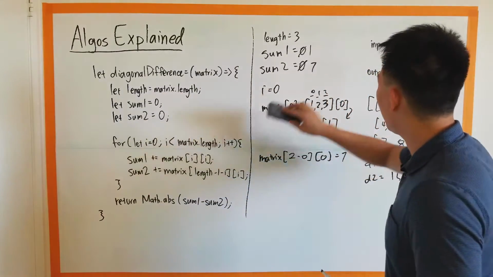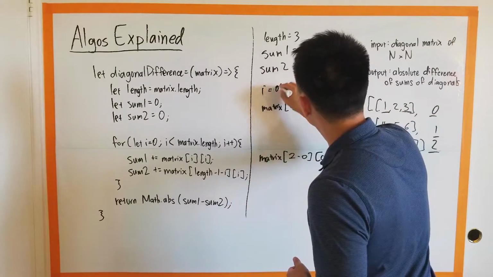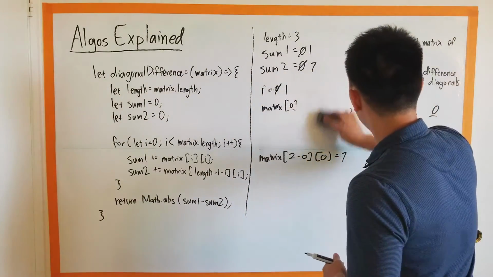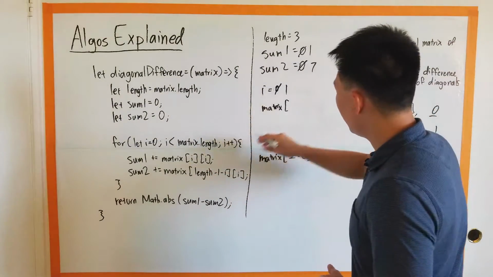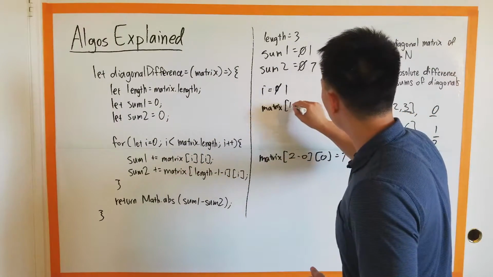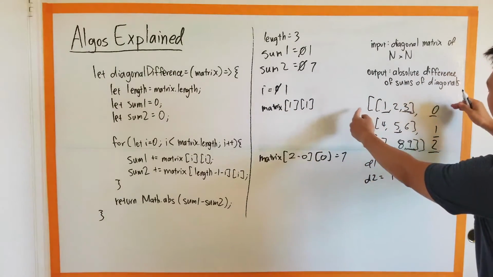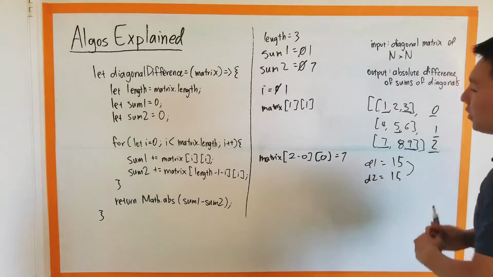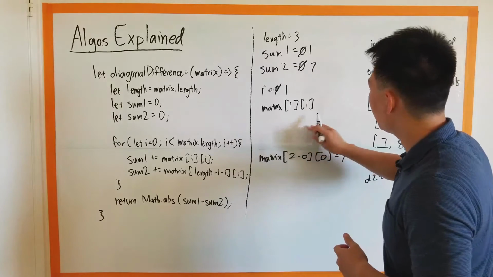We go back and I is now 1. Actually, I'll just cross this out. I is 1. And so let's look at this matrix I of I. Sum 1 is pretty simple. We know that we're always going to be moving down diagonally. If we look here, it's 0 of 0, 1 of 1, 2 of 2. So I of I is always going to be 1 of 1 or 2 of 2.